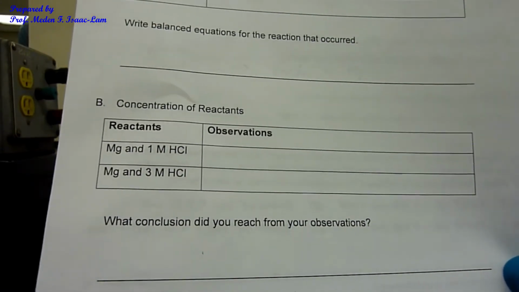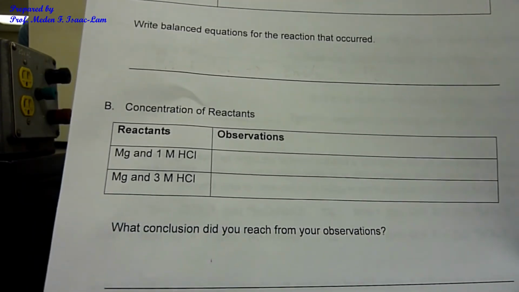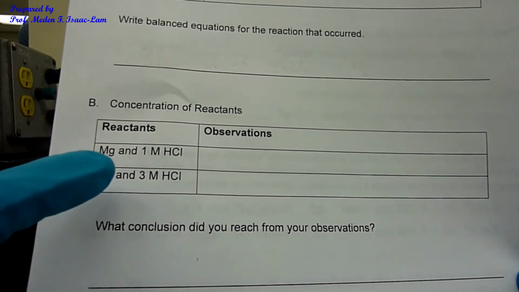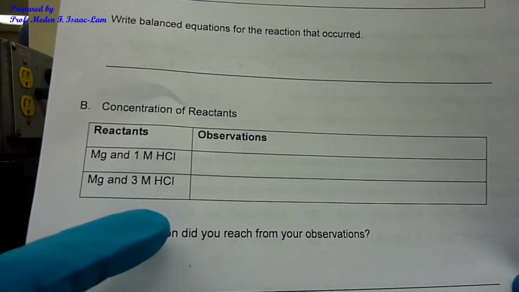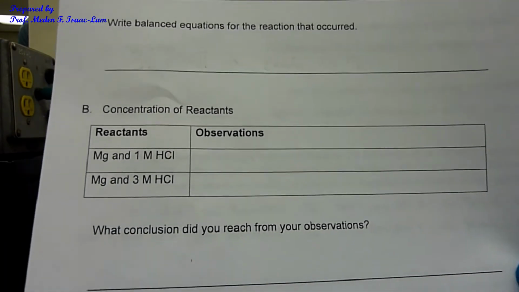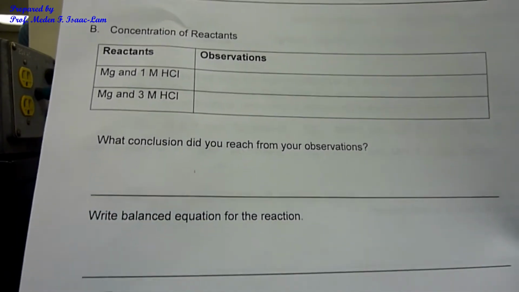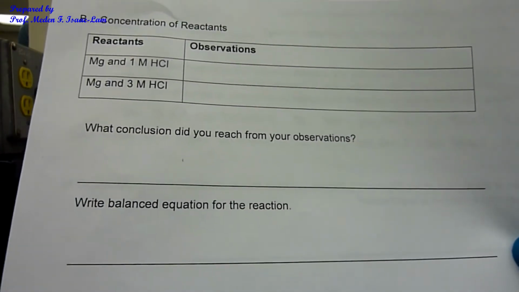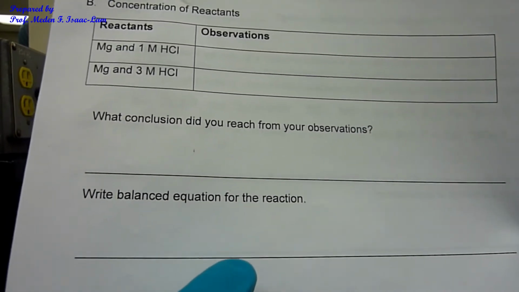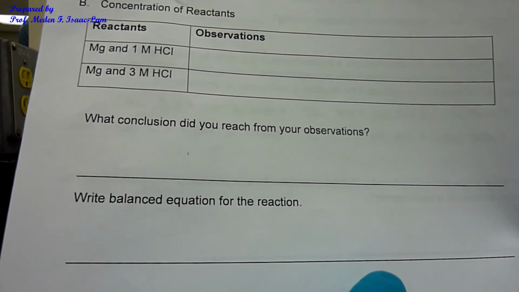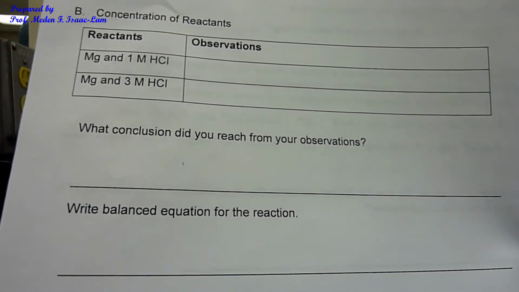So in the report form, in this table, you are going to write the observations and record the time that it took for the first one, lower concentration, to react, and then also the higher concentration to completely react. And then what conclusion did you reach from your observations, and write the balanced equation for the reaction. So both reacted. The reactants are magnesium and hydrochloric acid, and then write the products for this reaction. So that's it for part B.